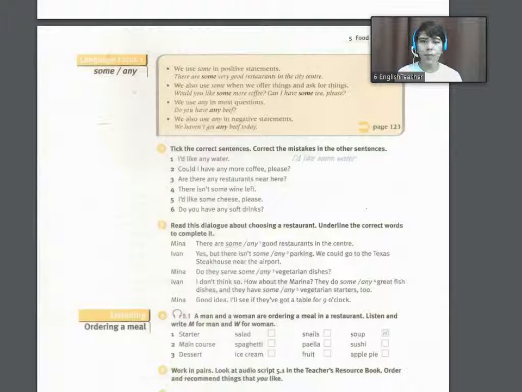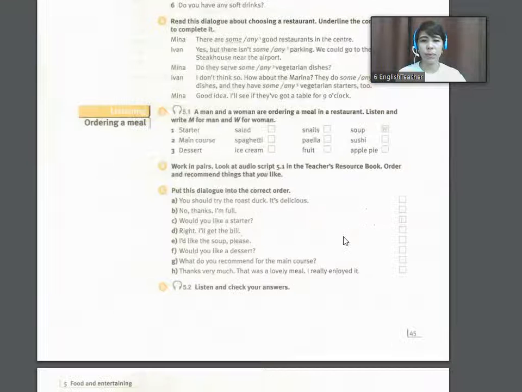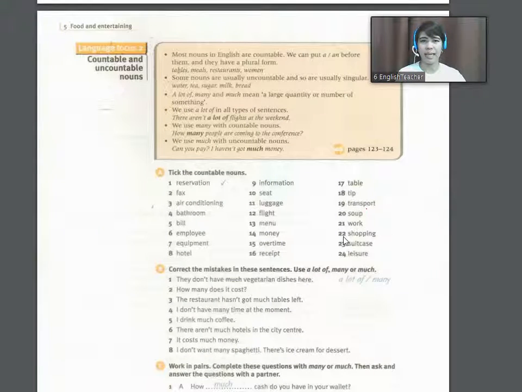So some, if we're talking about positive statements, for example, there is or there are. We use any for negative statements. For example, isn't or aren't. Okay? Okay, if you don't have any questions, let's try to move on to the next part of our lesson.